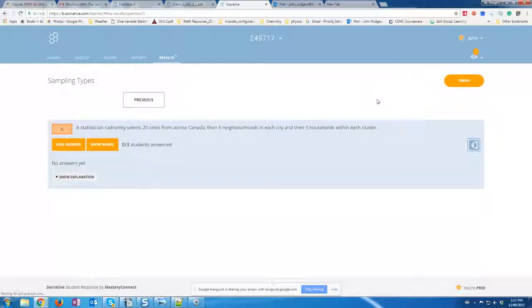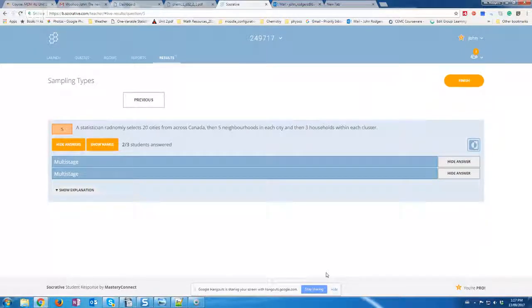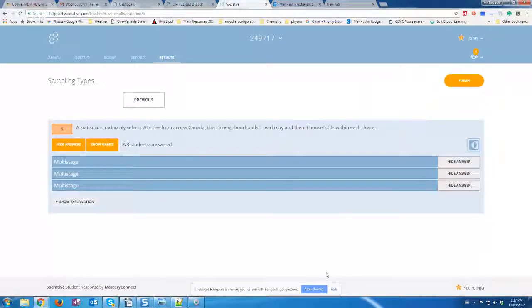Okay, next. Statistician randomly selects 20 cities from across Canada, then 5 neighborhoods in each city, and then chooses 3 neighborhoods within each cluster. So it uses the word cluster. Do you think that's one of those red herrings? Multistage, yes. This would be a multistage. So it's a form of cluster sampling. It's a cluster within a cluster. In this case, it's like 3 clusters nested inside of clusters. Okay, good.